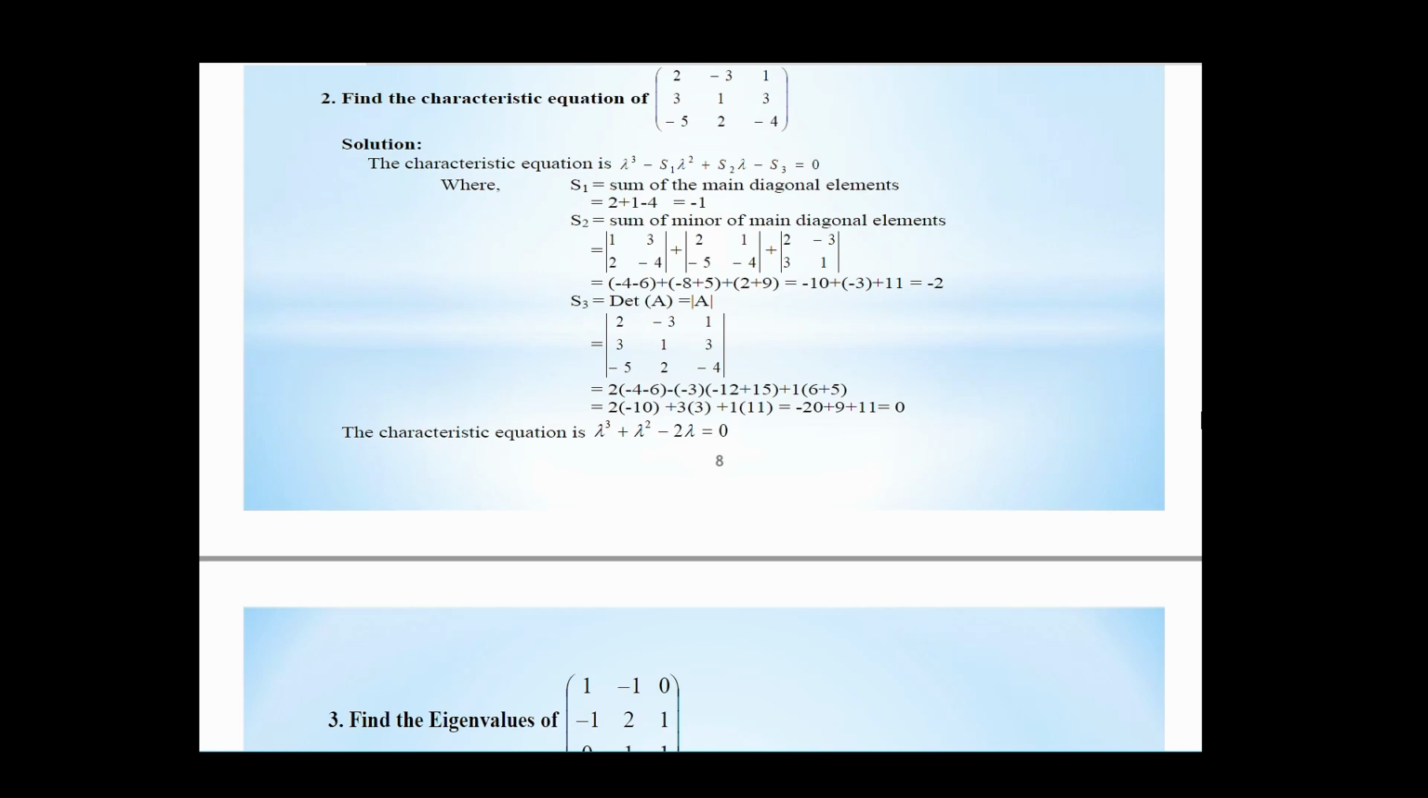Now the additional one is S2. For a 3 by 3 matrix, S2 is different from the 2 by 2 case. S2 equal to the sum of the minors of the main diagonal elements.